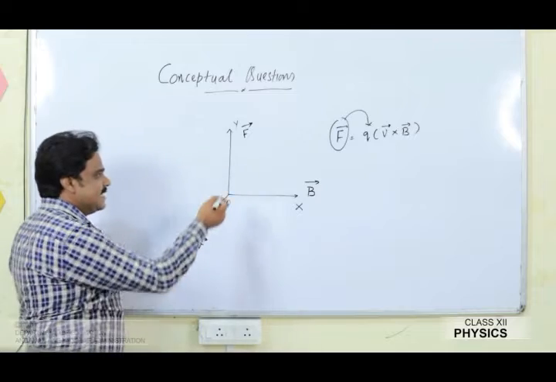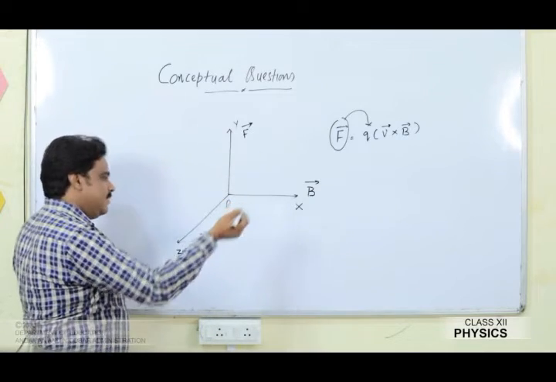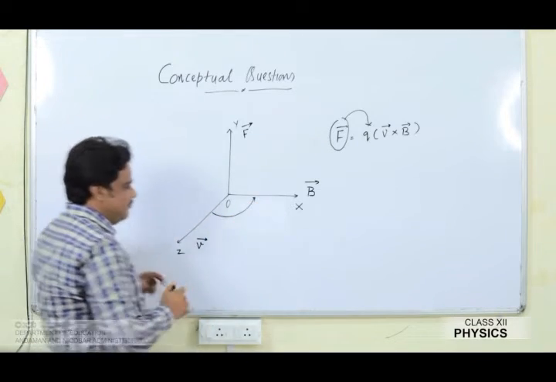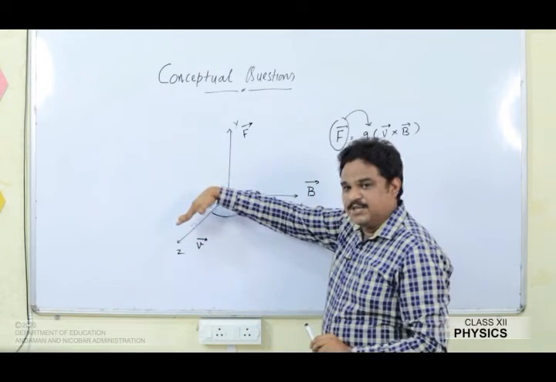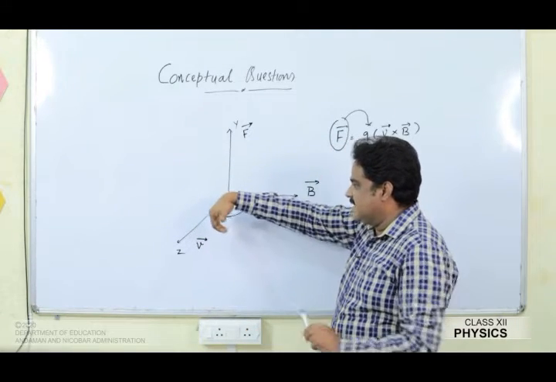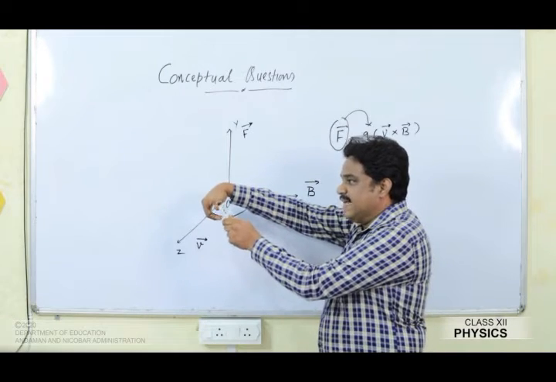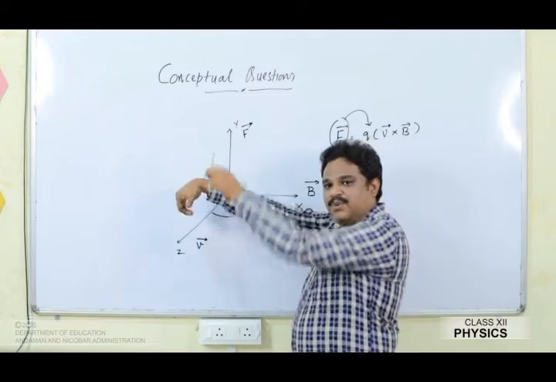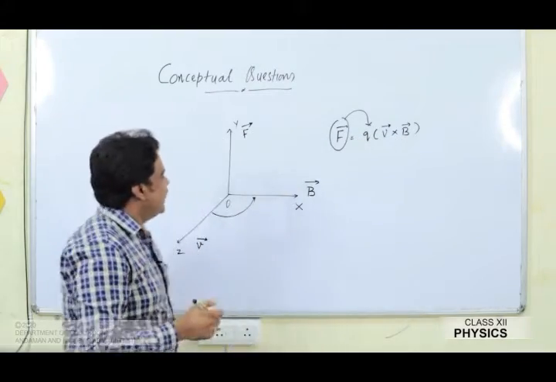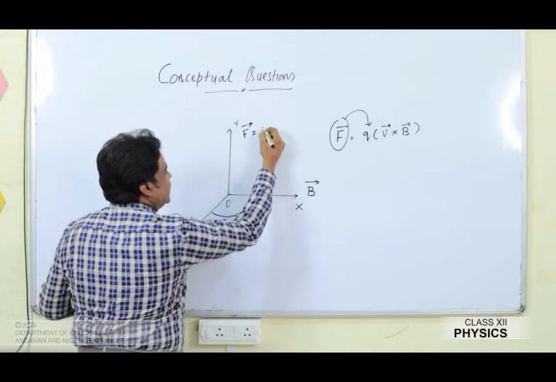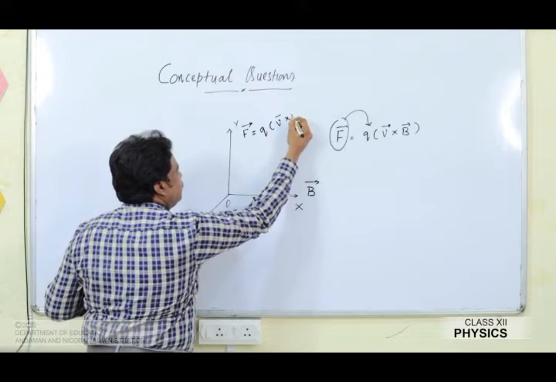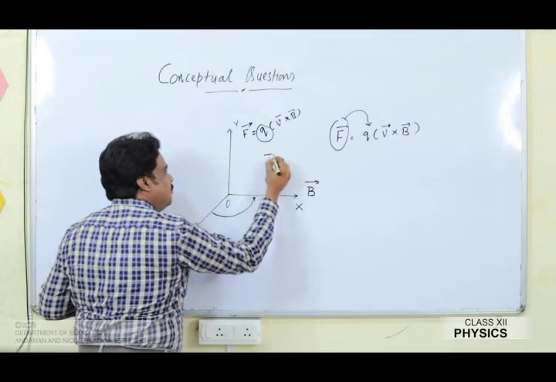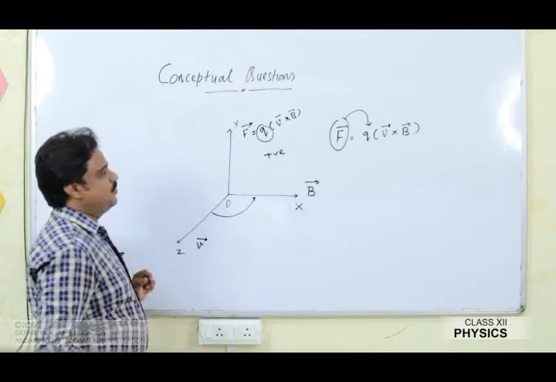So how to get the direction? Since it is already represented in the diagram, but if I am going to make a turn from V to B, you just keep your fingers along the direction of V, you curl your fingers such that it moves towards B, then this will be the direction of F. So obviously it's a three-dimensional figure, so the F acts along y-axis. Just now we said F is equal to q v cross b. Now since this is the direction of F, obviously the nature of Q should be positive.